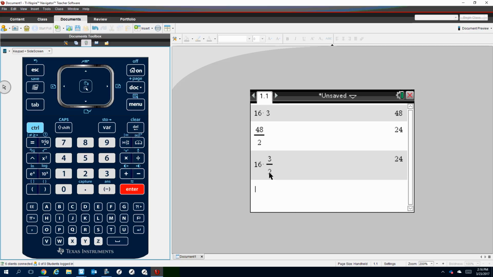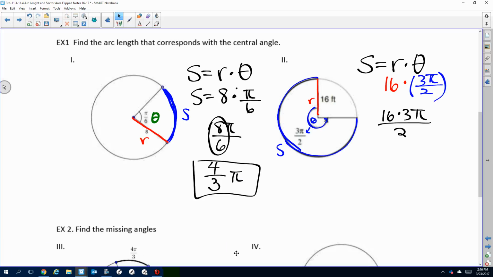So I get a whole number here, and that's possible. So don't think you're doing something wrong. So this final answer would be 24 pi. Okay, 24 pi is the length of the arc, the S.